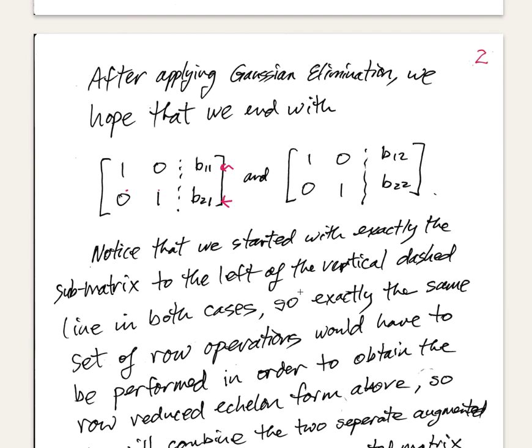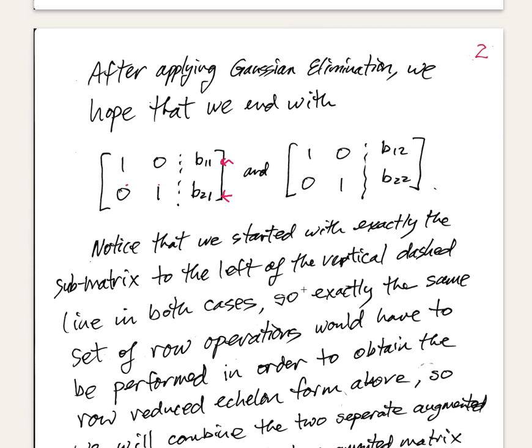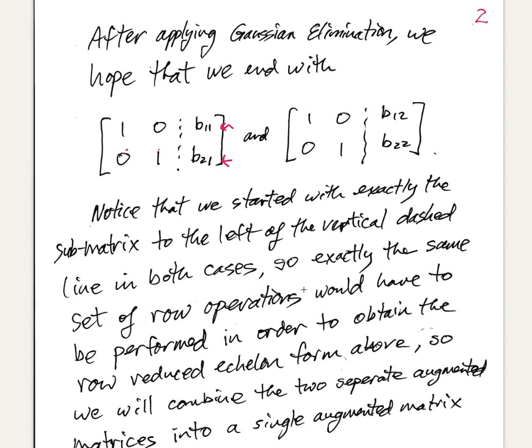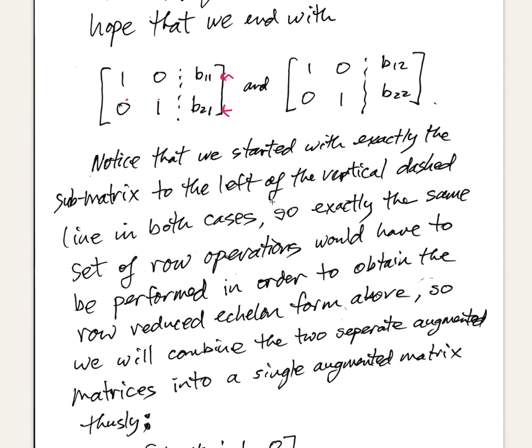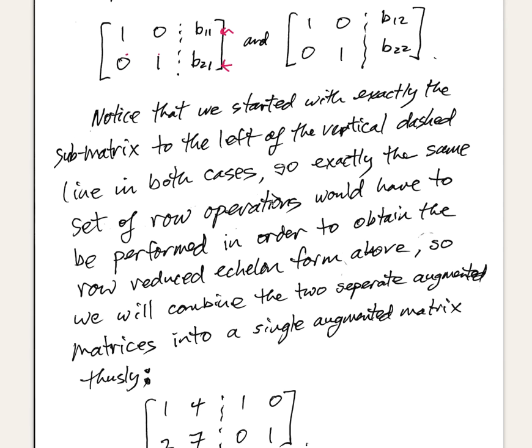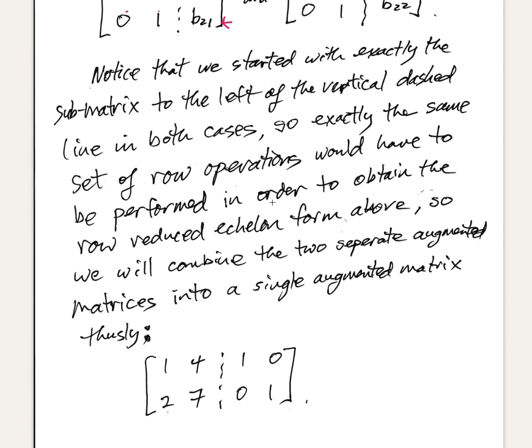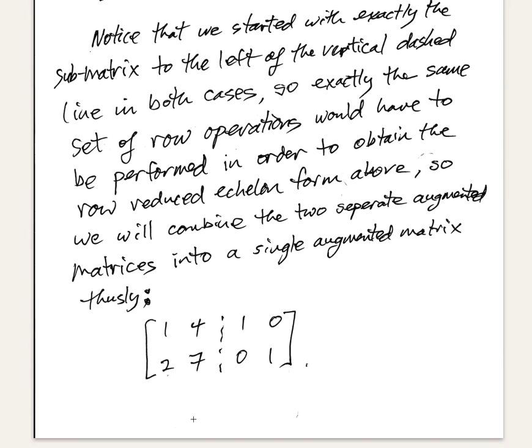Okay? So exactly the same set of row operations would have to be performed in order to obtain the row reduced echelon form above. So we could combine the two separate augmented matrices into a single augmented matrix this way.